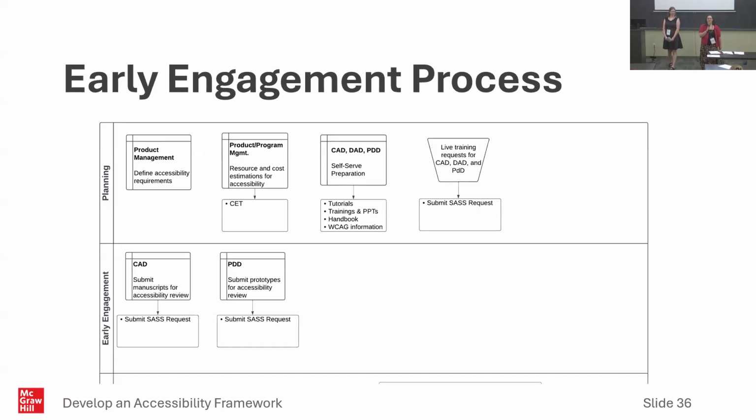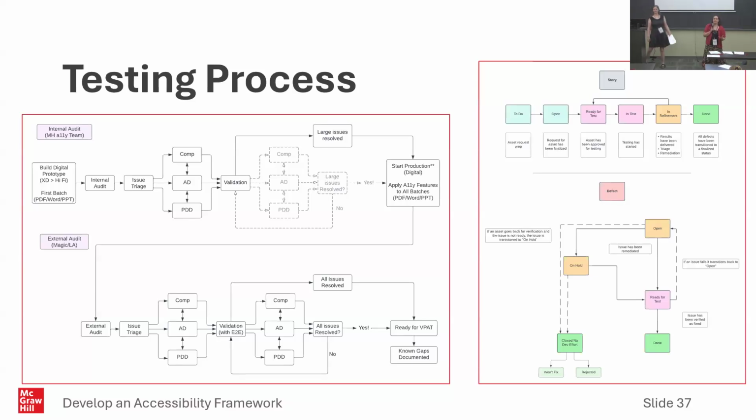So the SAS request comes in. It's really easy. It's like a form they fill out. It shows up on a dashboard for our specialists. They're like, got it. And then they fulfill that request, whatever that request may be. Yeah, so they get their prototypes reviewed. They get their manuscripts reviewed so that by the time they build, it's already had accessibility forethought.